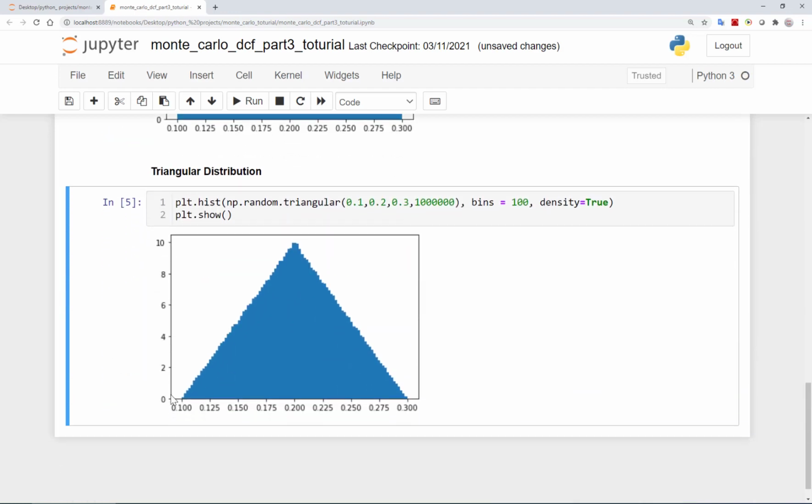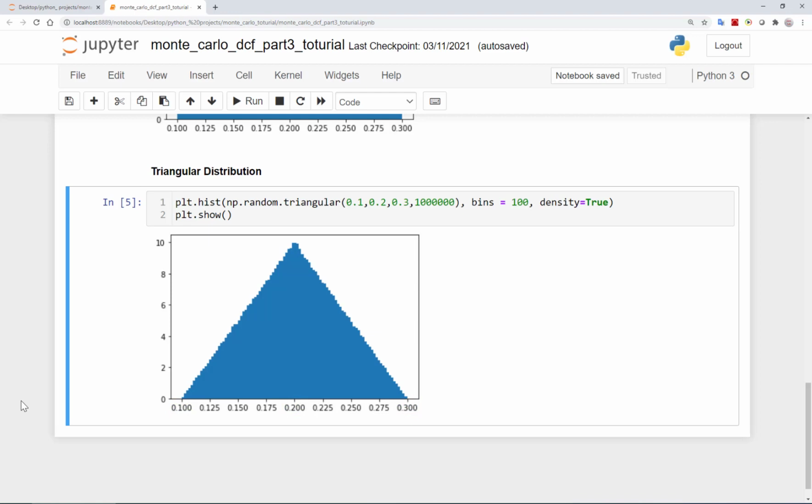Okay, as you can see, it looks like a triangle starting from 10%, then it peaks at 20%, and then the upper bound is 30%. In a way, you can think of this distribution as a mix of normal and the uniform distributions.